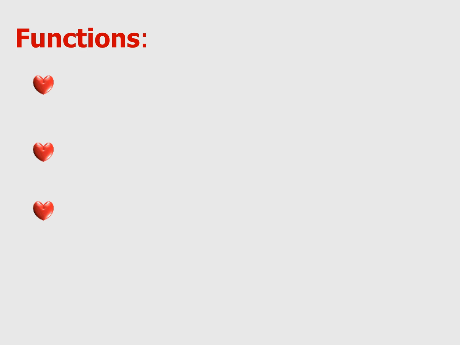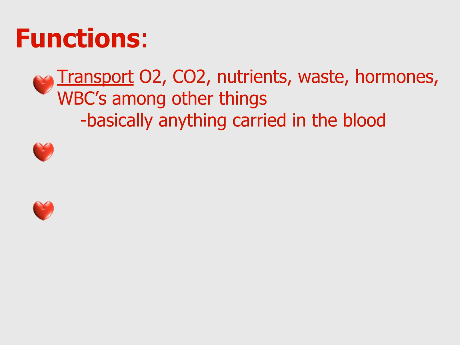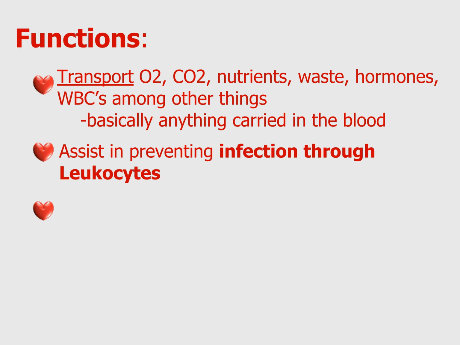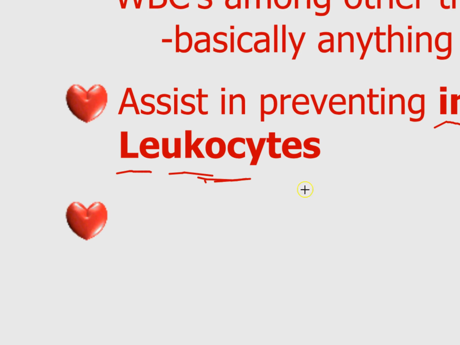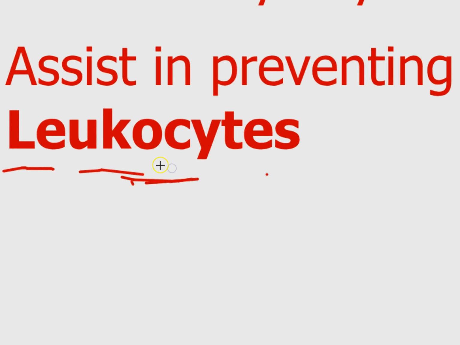Okay, so functions. The cardiovascular system is responsible for a couple different things. The first one is that it is responsible for the transport of oxygen, carbon dioxide, nutrients, so food. It's also going to transport the waste that your different body cells produce. And it's also going to help assist in the prevention of infection. So it's going to help you not get sick, and it's going to do that by helping transport leukocytes. If you remember, those are your white blood cells.